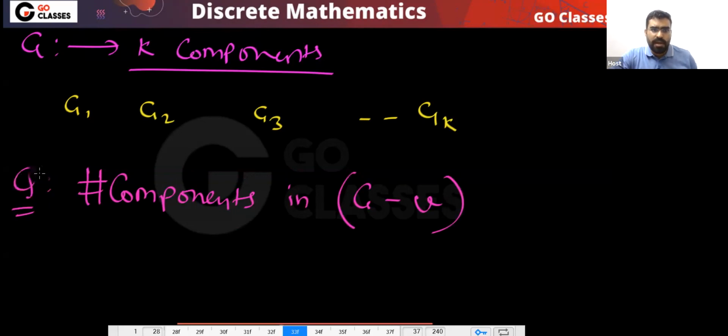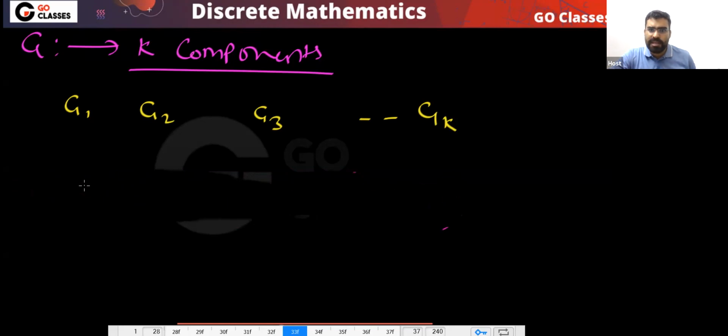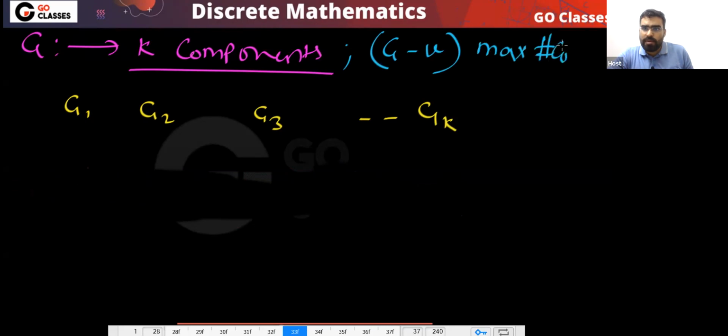Now, very simple. Let's see the maximum number of components first. How many maximum components can you get? You have k components. Now in G minus V, what is the maximum number of components you can get? If you want the maximum, for example, you can take this type of graph where these are single vertices.